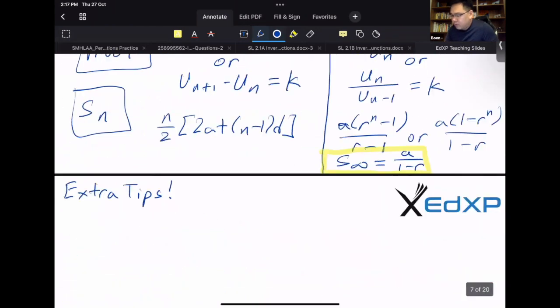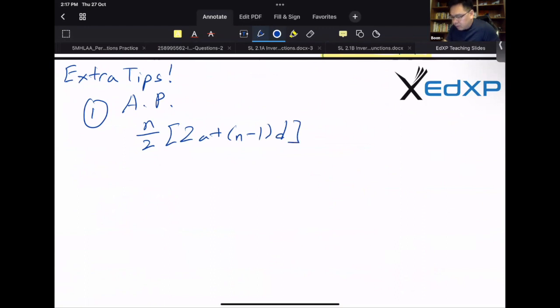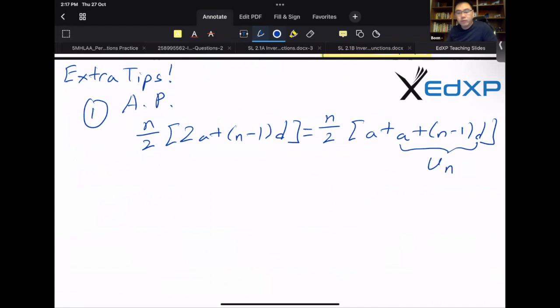Okay. I've come to the end. Maybe I'll share some extra tips. Number one, for the arithmetic progression, AP, the sum is n over 2 times (2a plus (n minus 1)d). We can rewrite this as n over 2 times (a plus (a plus (n minus 1)d)), and we notice that this is actually the general term for the last term. So in some textbooks, you will see a plus l, where l is the last term.